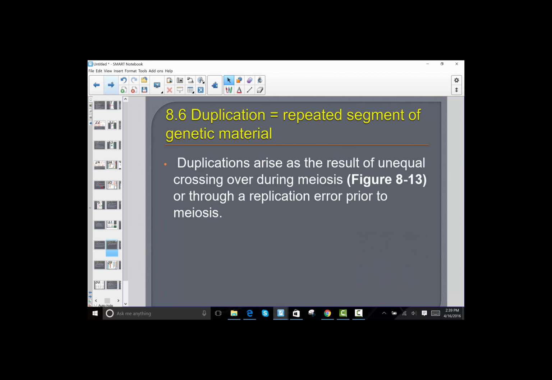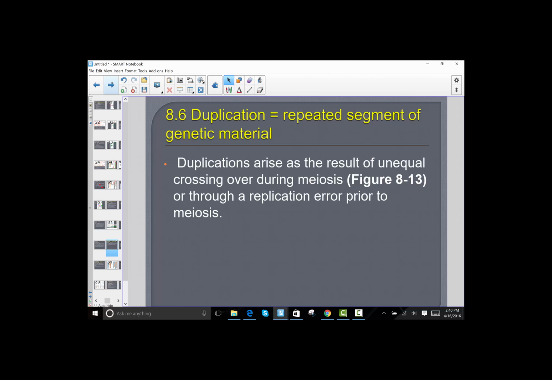So a duplication can occur as well. Just as we have deletions, we can also have duplications. A duplication arises as the result of unequal crossing over. And we've talked about crossing over in terms of the ability to reproduce a wild type if your mutations are further apart. But now remember, we are talking about chromosomes. So now we're talking about crossing over between two chromosomes.